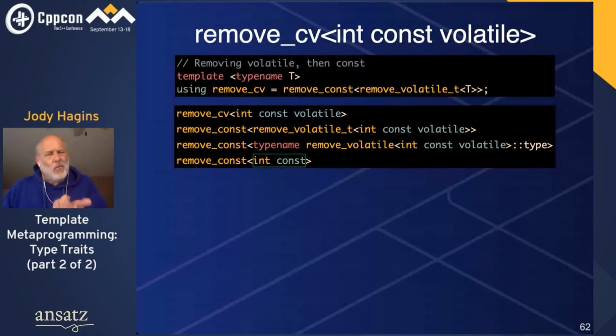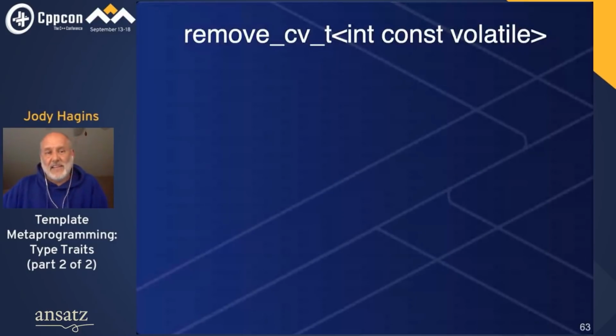But why? I thought we were going to remove the const. Why is the const still there? Well, remember, this is a metafunction. So once we call type on it, then we're going to get the int part out. Okay? So let's look at remove CVT. This is invoking remove CV.